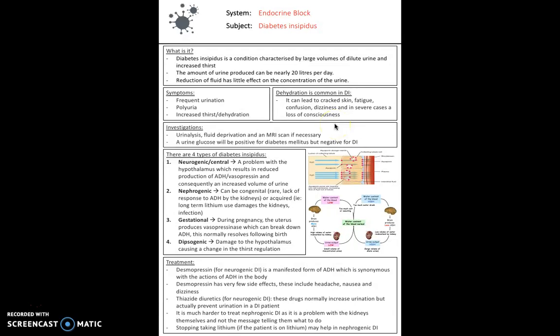This may present in a variety of ways. In more severe cases, you may see cracked skin, confusion, dizziness, loss of consciousness, but very commonly people will just be a little bit dizzy and fatigued. There are 4 types of diabetes insipidus to be aware of.